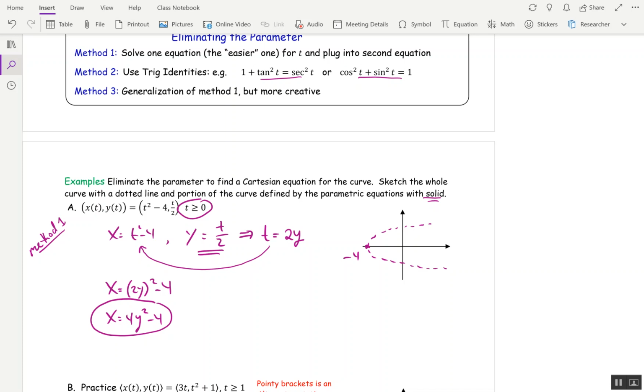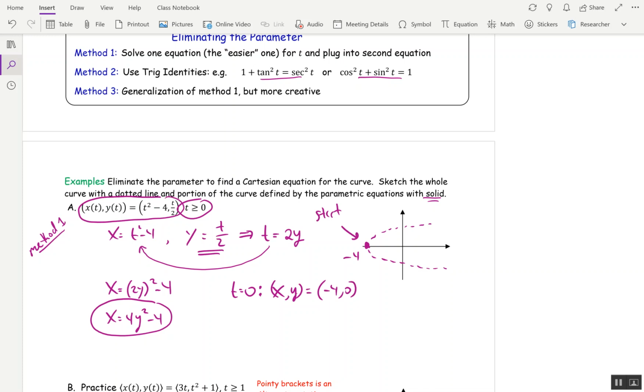So let's find out where we're starting. When t equals 0, now I'm looking at this equation. x and y, let's set t equal to 0, you get negative 4, 0. So that means I'm starting here.